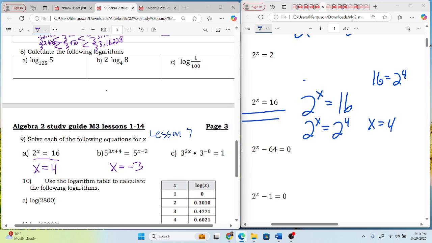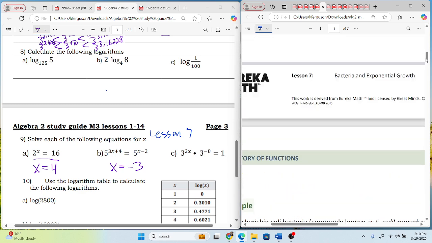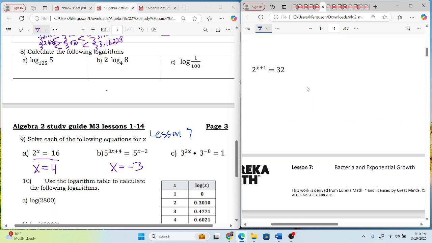All right, so we got the last problem. I think I might do that problem just for giggles, but let's do this problem first. So I got 3 to the 2x power times 3 to the negative 8 power equals 1. Oh no, what am I going to do? The bases aren't all the same.